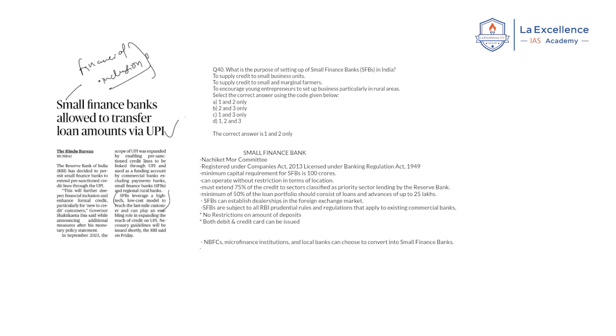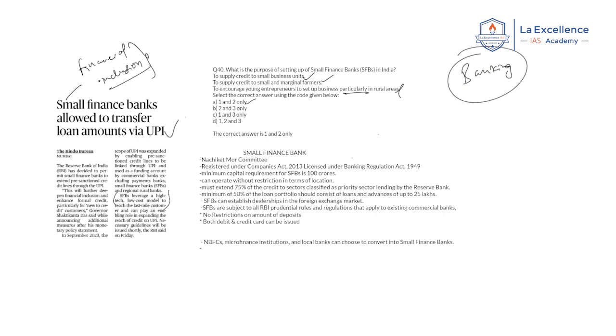If you see previous year questions, small finance banks and differentiated banks are asked in the prelims examination. Now, in a previous year prelims question, it was asked what is the purpose of setting up small finance banks. To supply credit to small business units? Yes, it is true. To supply credit to small and marginal farmers? Yes, it is true. To encourage young entrepreneurs to set up business, particularly in rural areas? This is a twisting word. This is not given in its objectives as such. So hence options 1 and 2. So small finance banks as a theme is important. In fact, banking as a theme is very important from the examination perspective, right?